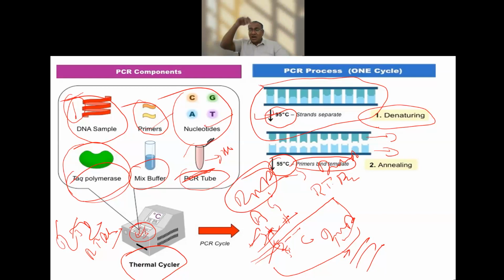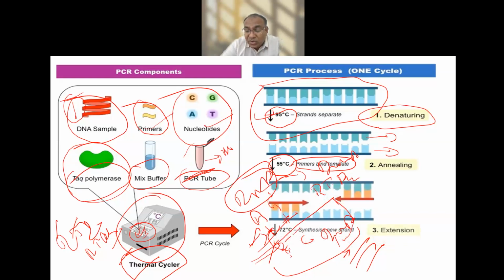Who will take care of the variations of the temperature? It is the thermal cycler, which is being used in the technique of PCR, a small machine where I keep my liquids in the wells, as we call them.